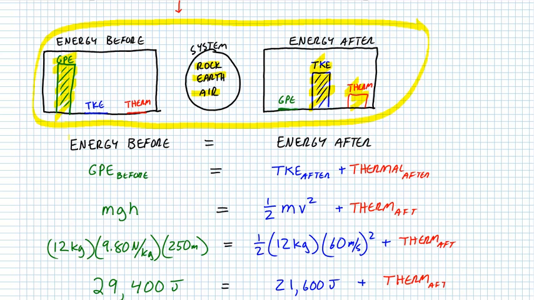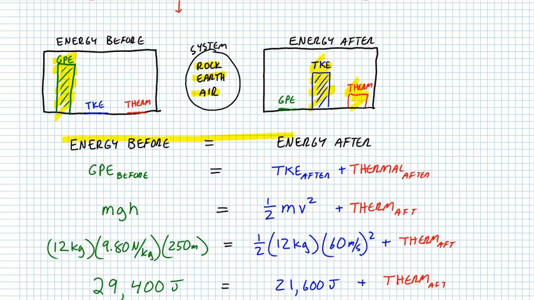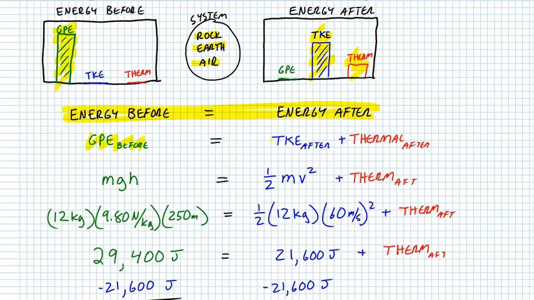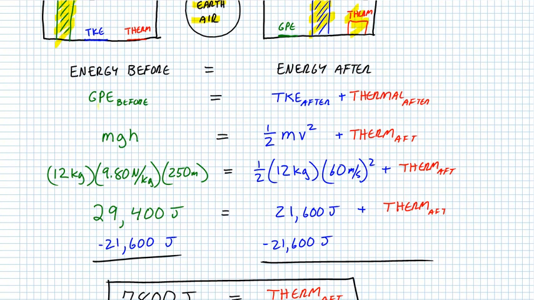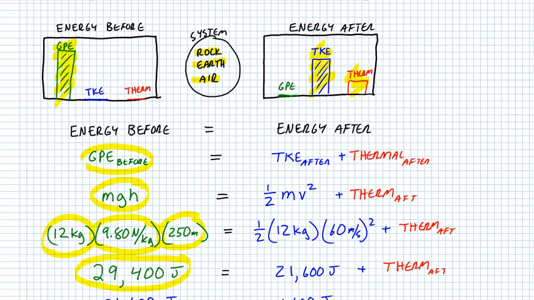So, the law of conservation of energy, if we're going to assume that the law of conservation of energy is true, energy before equals energy after. The energy before was all gravitational potential energy. The energy after is translational kinetic energy and thermal only. So we just follow through with the calculations. We know the formula for gravitational potential energy is mass times gravity times height. Mass of 12 kilograms, gravity 9.8, height 250 meters. We get 29,400 joules.